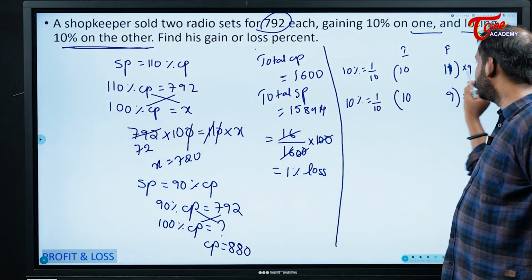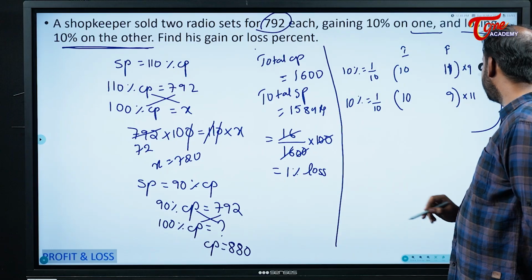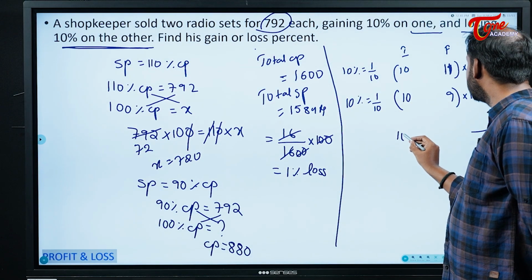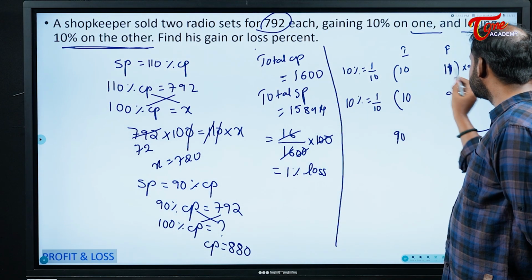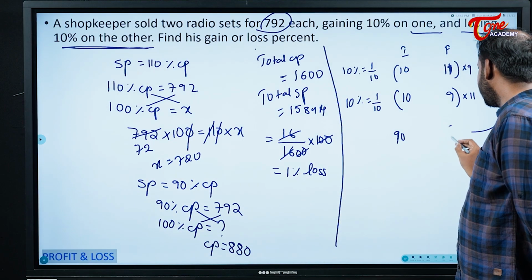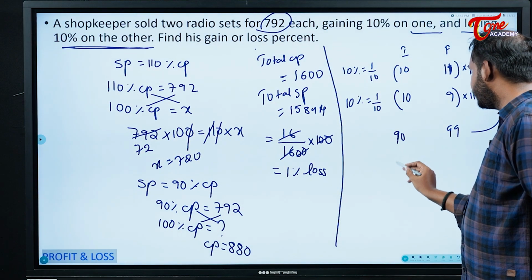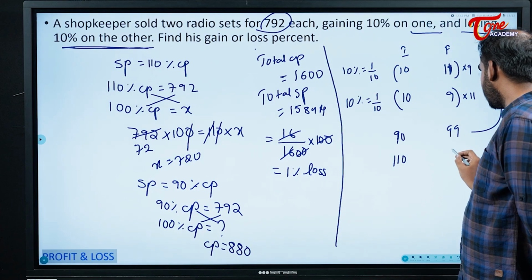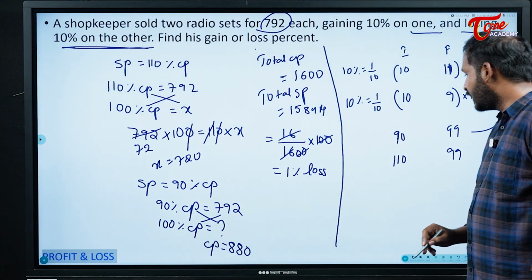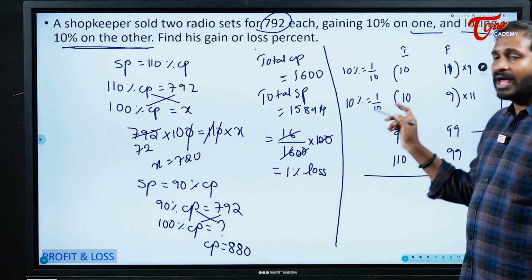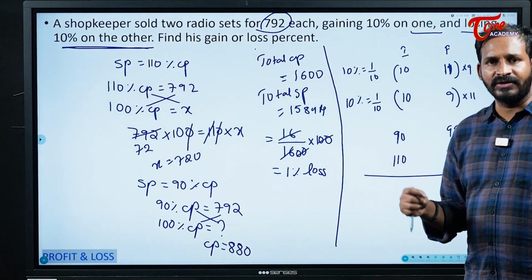So what happens to my first value? It becomes 90. Why? Because 9 into 10, 90. And this will become 99. Next, 11 becomes 110. And this becomes 99. Right?